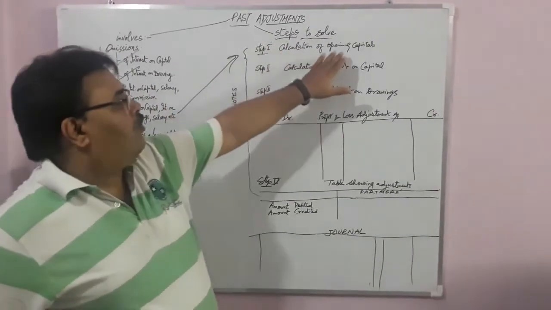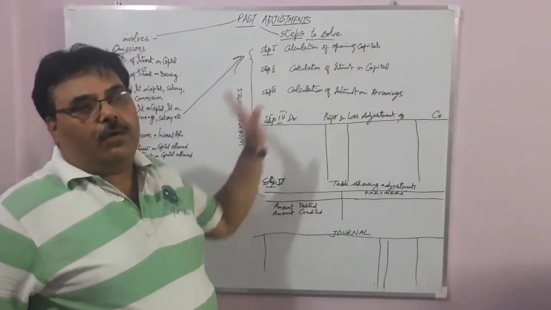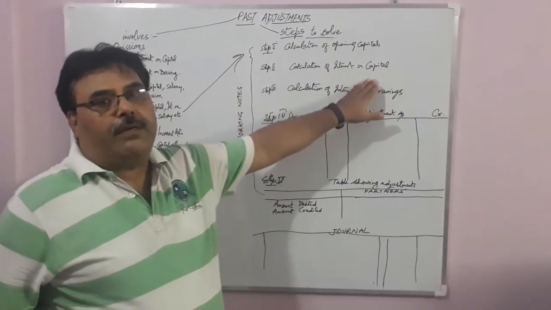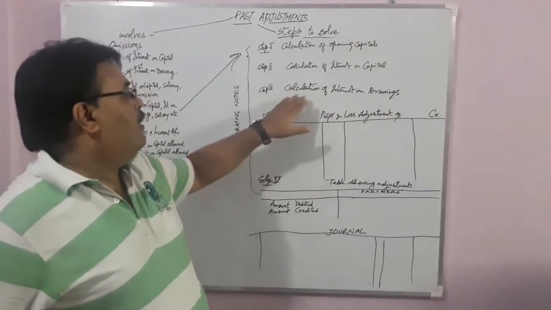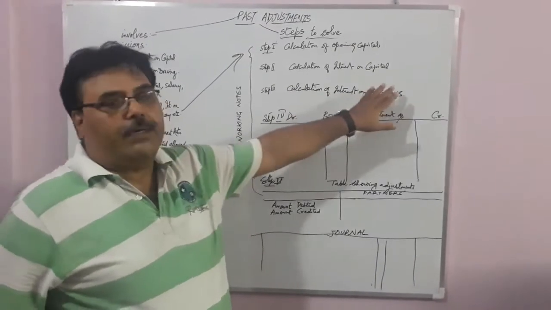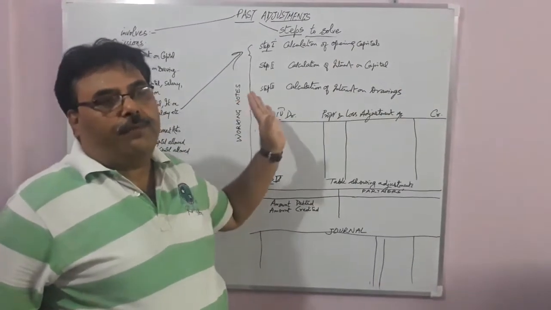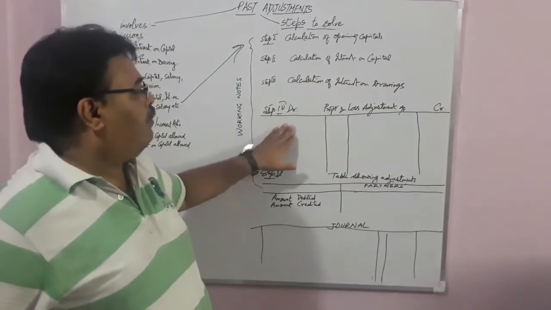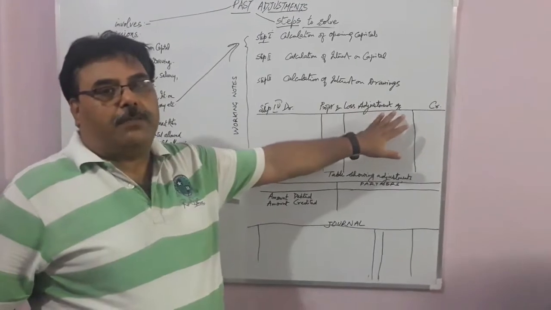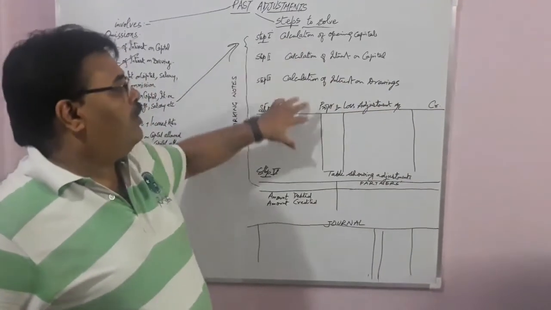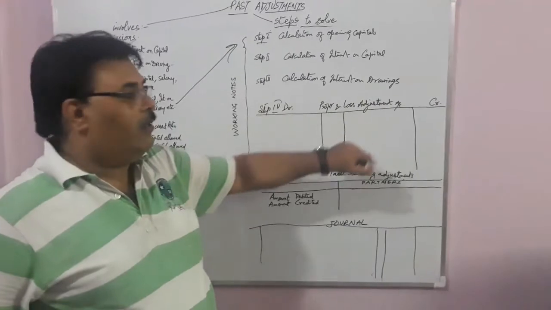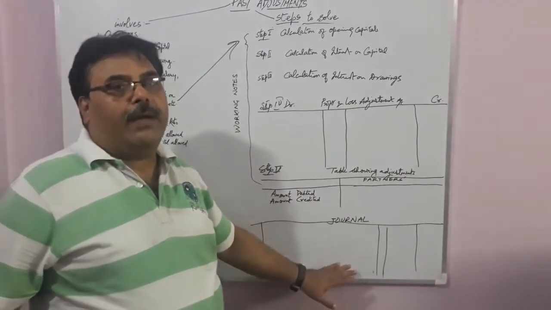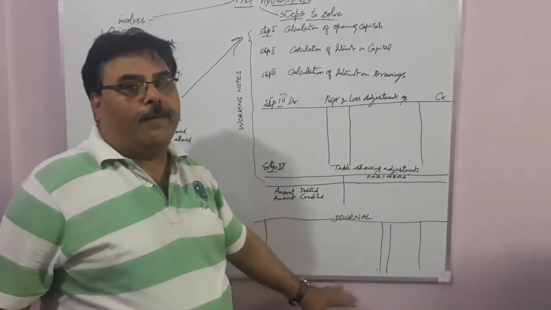First, you have to calculate opening capitals if closing capitals are given in the question. Next step is to find out interest on capital on the opening capitals. Third step is to find out interest on drawings if given in the question. Otherwise, you have to calculate interest on drawings also. The next step is preparing profit and loss adjustment account, just putting the omitted amounts here, debit or credit, and after that preparing a table showing adjustment to find out debit and credit accounts for the journal.